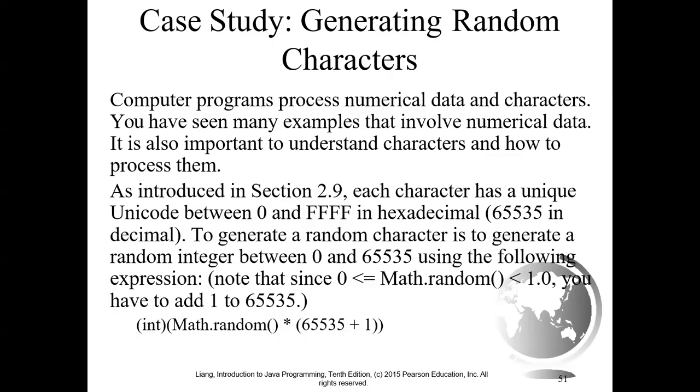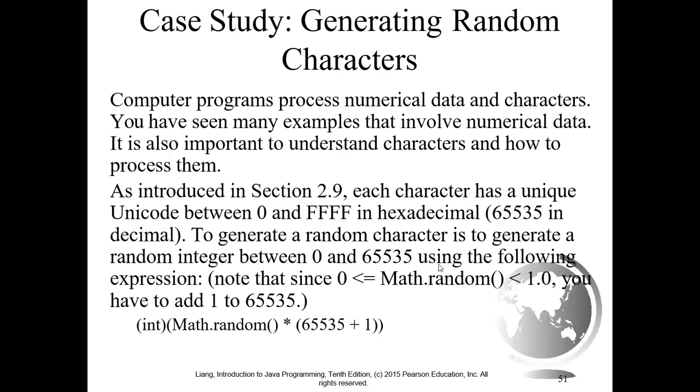we always got something about the characters having a unique code, right? Between 0 and FFFF. And when we are talking about the Unicode, we also talked something about the ASCII code. Okay, but they are none of the business with our course now. So to generate a random character is to generate a random integer between 0 and 65,535, because these integers represent the characters themselves using the Unicode.